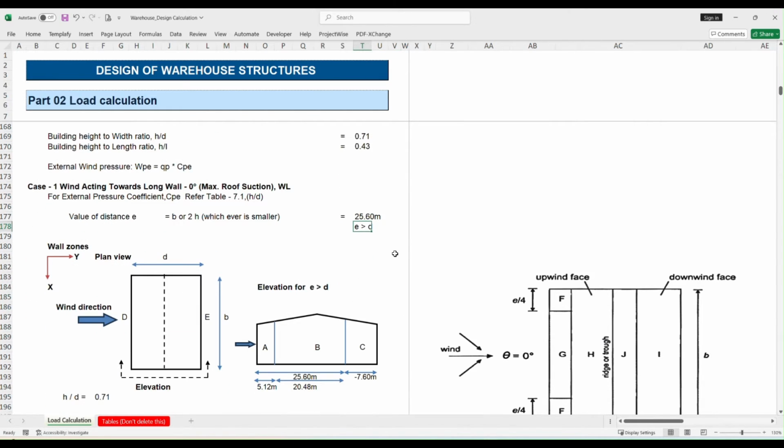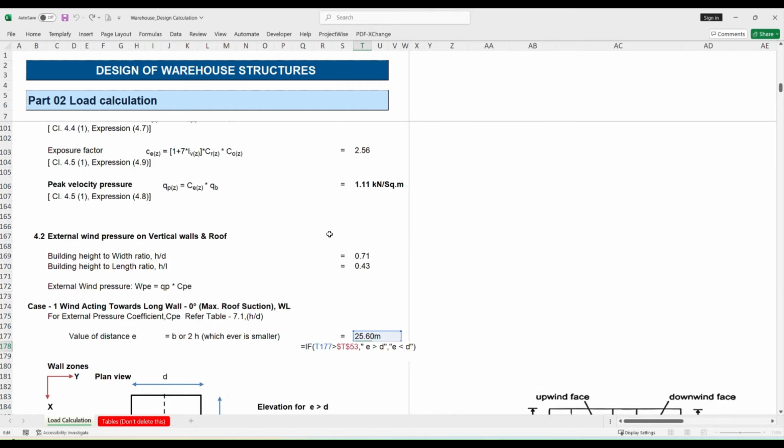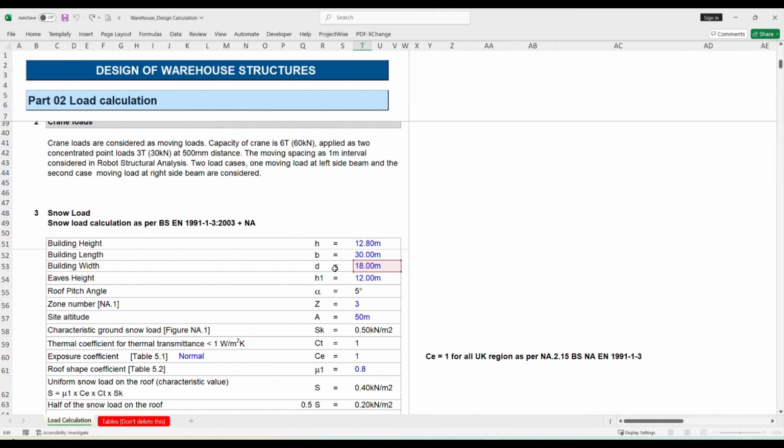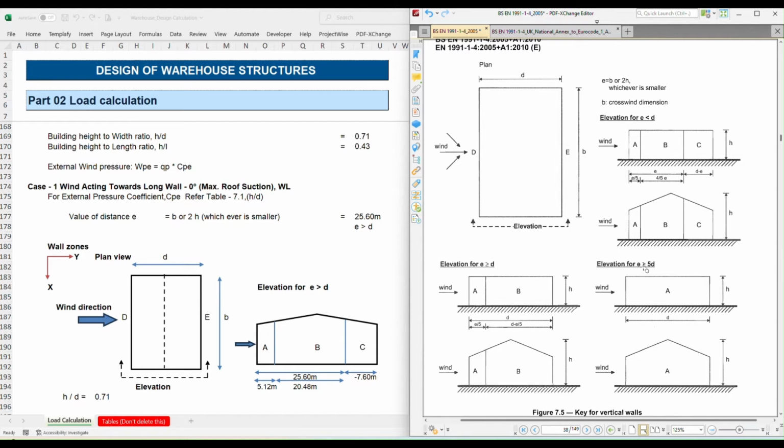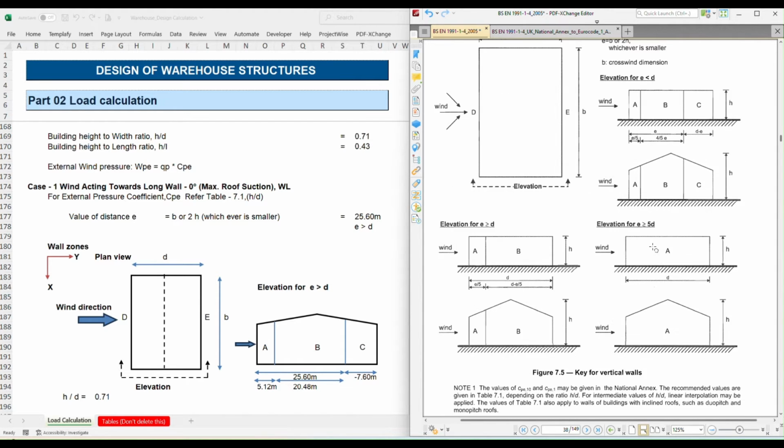In case E is greater than D, E we have calculated as 25.6, whereas D is 18 meters in the section of duo pitch. So in this, E is greater than D, and this is the case we need to consider. In this case the zones applicable are A and B only.